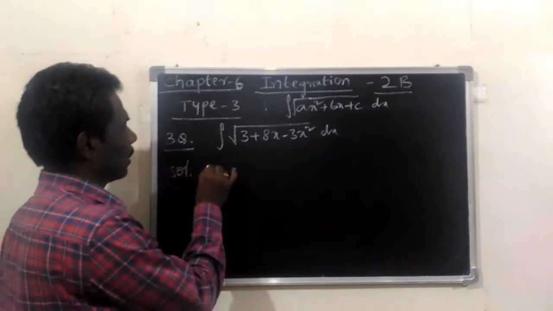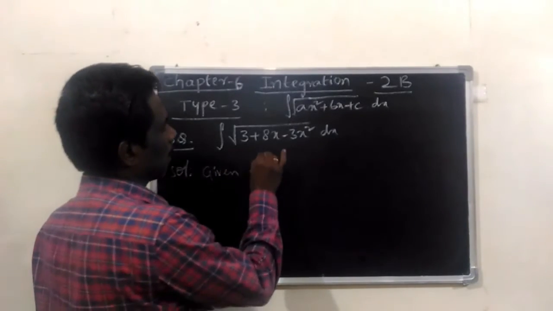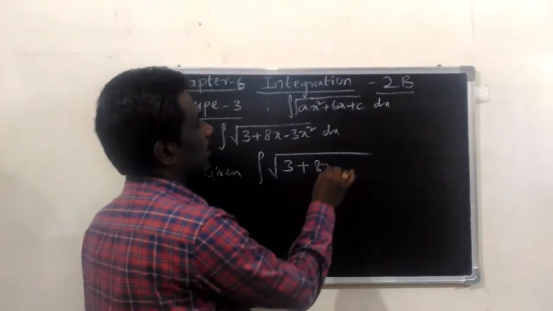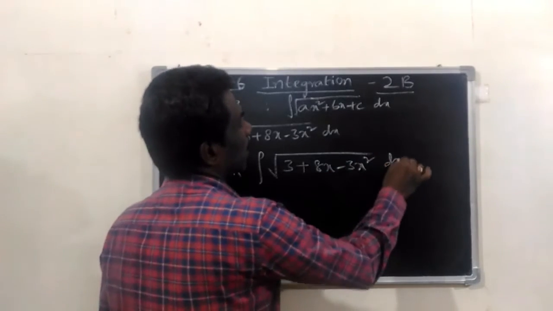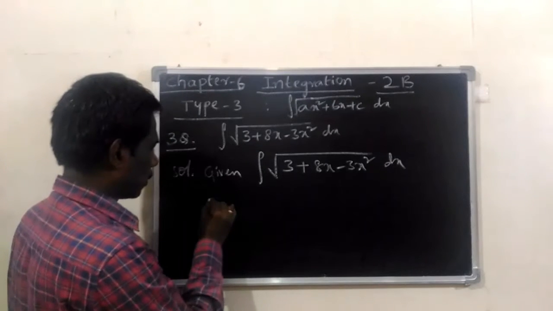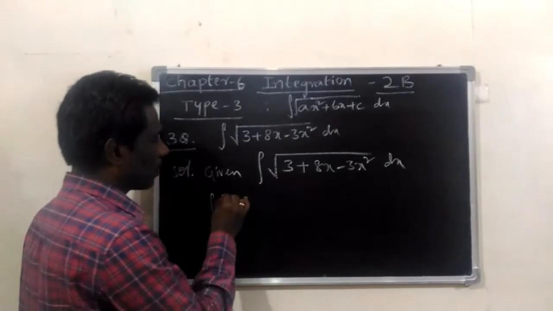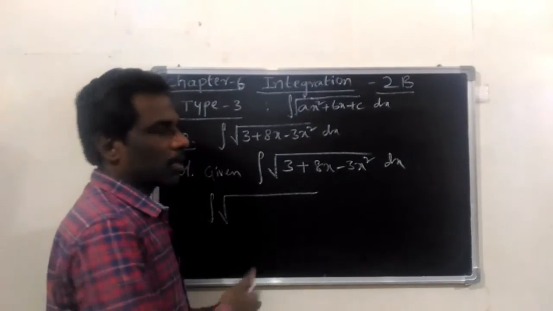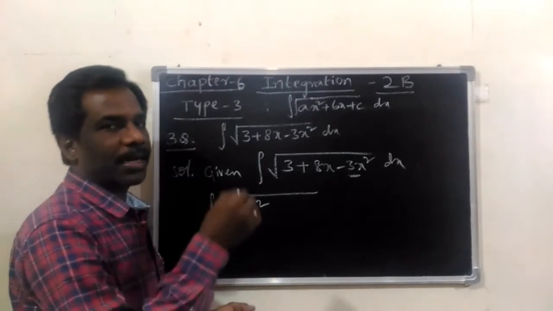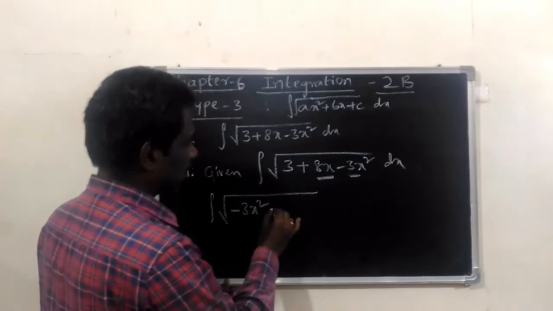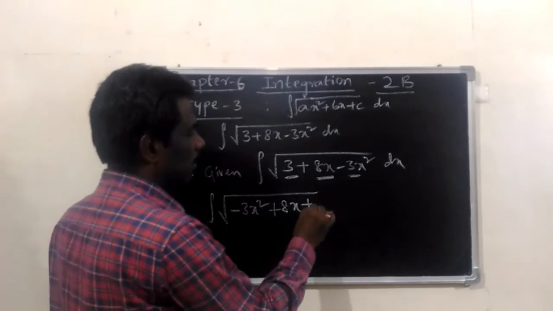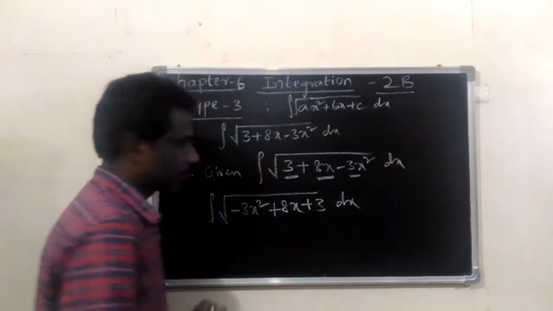Solution: given integral under root of 3 plus 8x minus 3x square dx. So first write the equation in the order form. So what can we write now? Integral under root of, write the first x square term, means what? This term, minus 3x square. After this write x term. X term is what? Plus 8x. Then write constant value, that is also plus 3 dx.